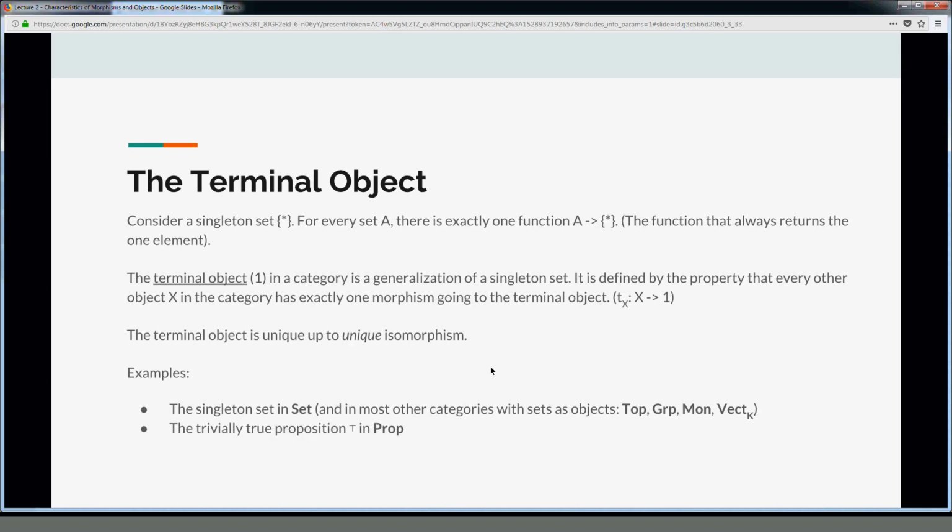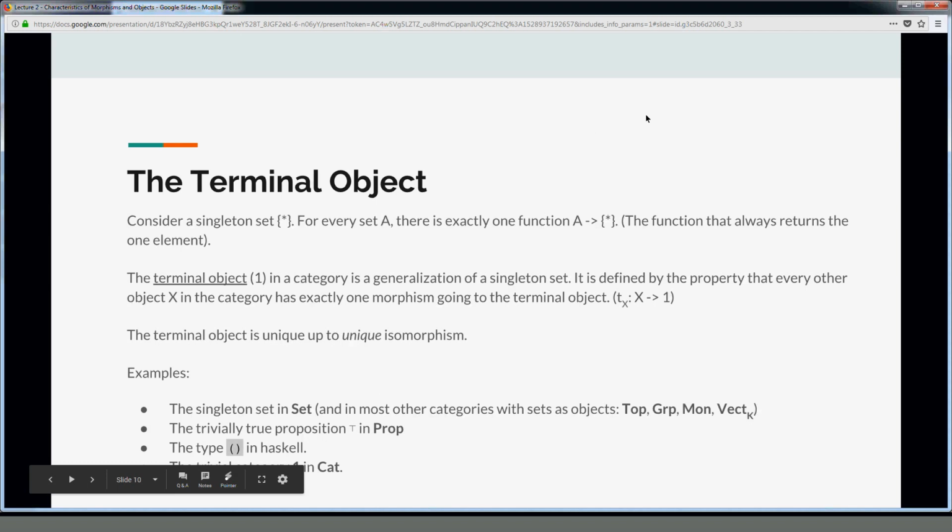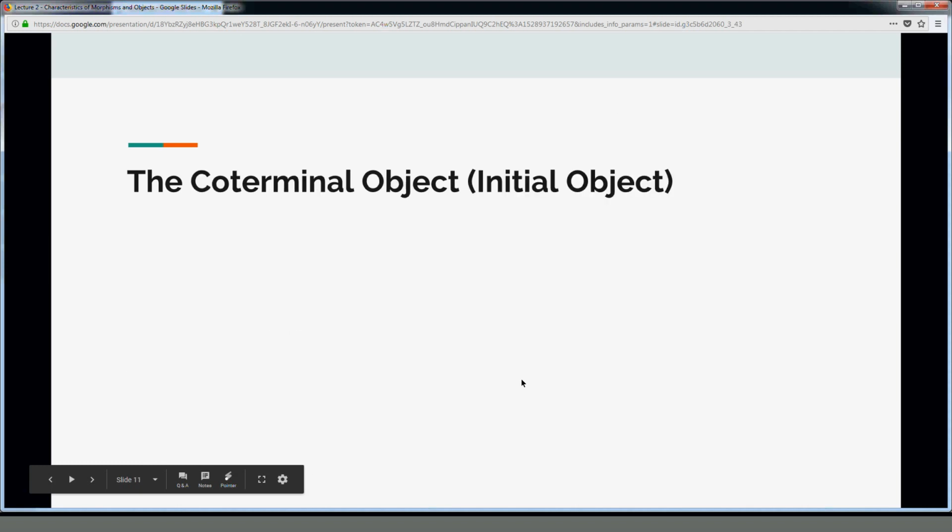In Prop, it's the trivially true proposition. So the arrows going to that would just be that you can imply true from anything, really, if you want. You can just ignore whatever the proposition is and just say, okay, true. This is the unit type in Haskell. It's a type with only one term, which is represented as an empty tuple. We have the trivial category, which is the category with one object and its identity morphism, in Cat. Those are some examples of that.